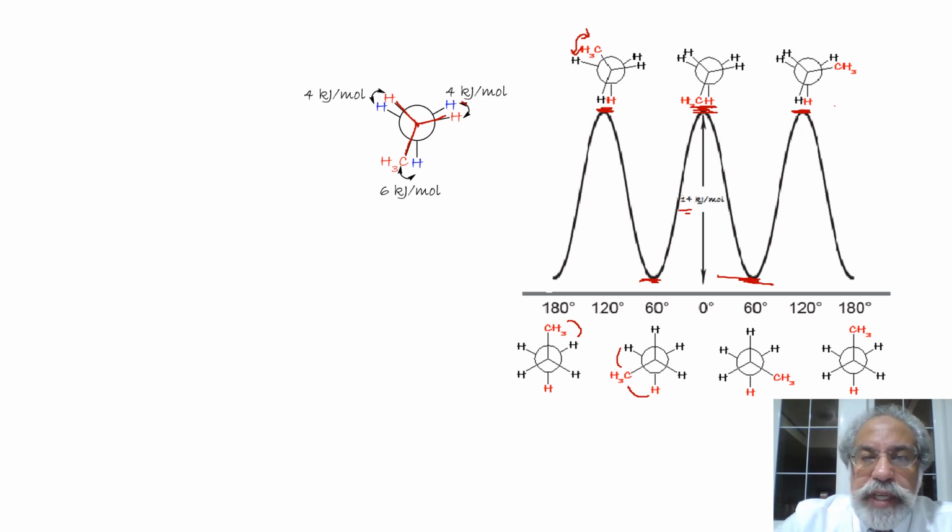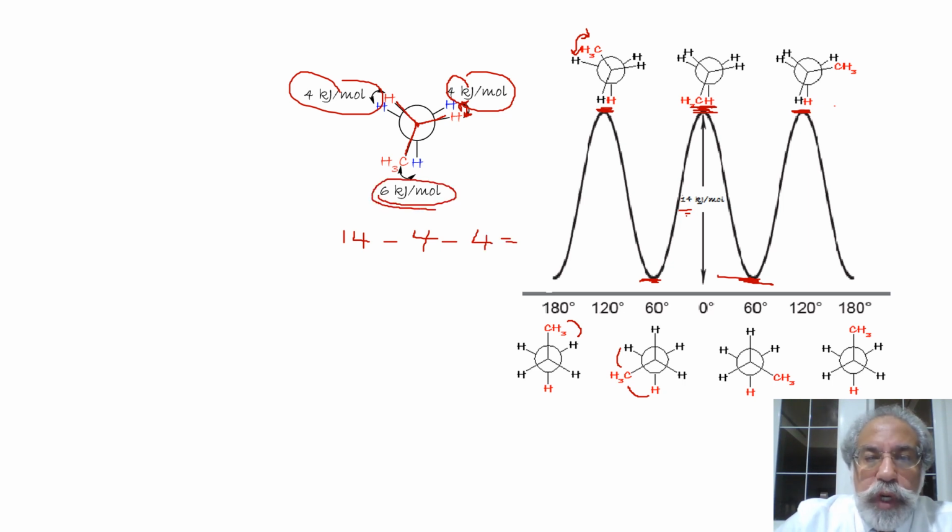Remember from the previous ethane conformers, we said that we have eclipsing interaction of 4 kilojoule per HH repulsion. Okay, now we have 1, 4, 1, 4, and the total of 14. So 14 minus 4 will give us 6 kilojoule per mole for the eclipsing interaction between the CH3 group and the hydrogen atom.